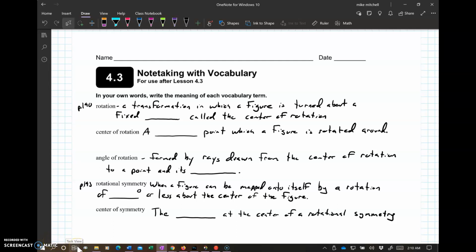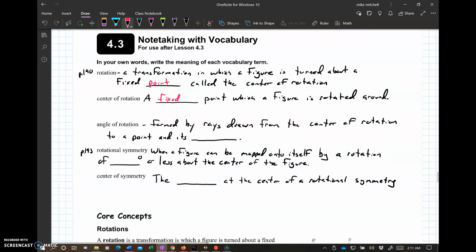A rotation is a transformation in which a figure is turned about a fixed point. And remember, look these up, kids. You're going to learn more reading all the stuff around these and looking for them than just copying this down. A center of rotation is a fixed point. We got the fixed point from above. These two kind of define each other. Can't do one without the other.